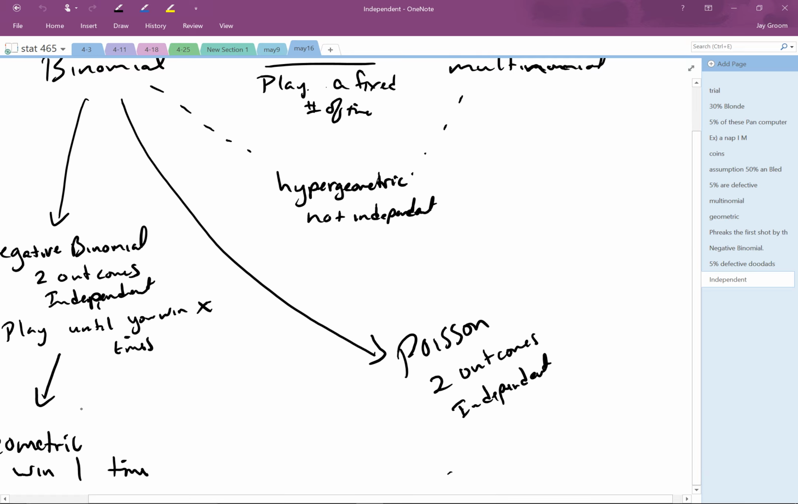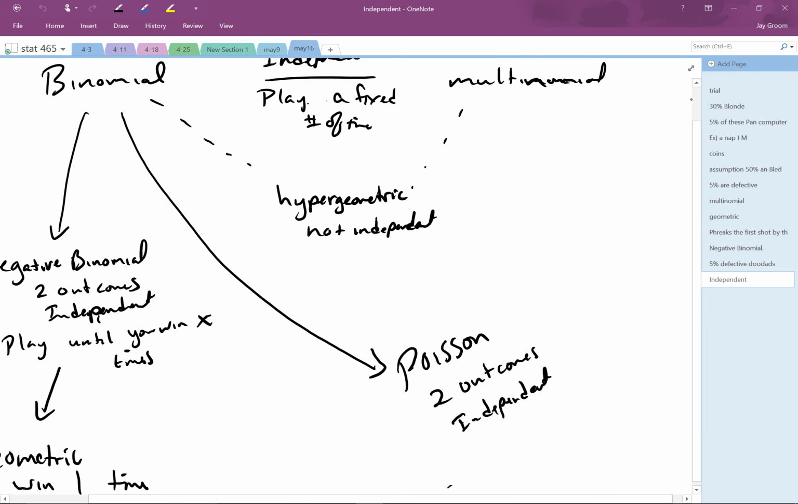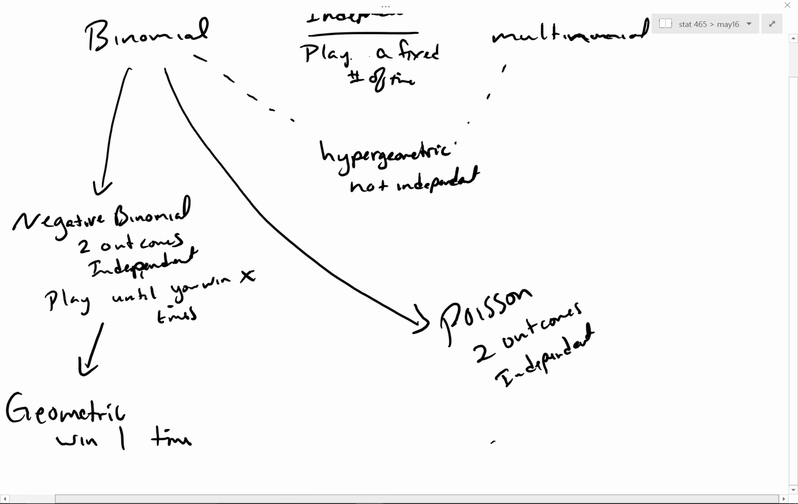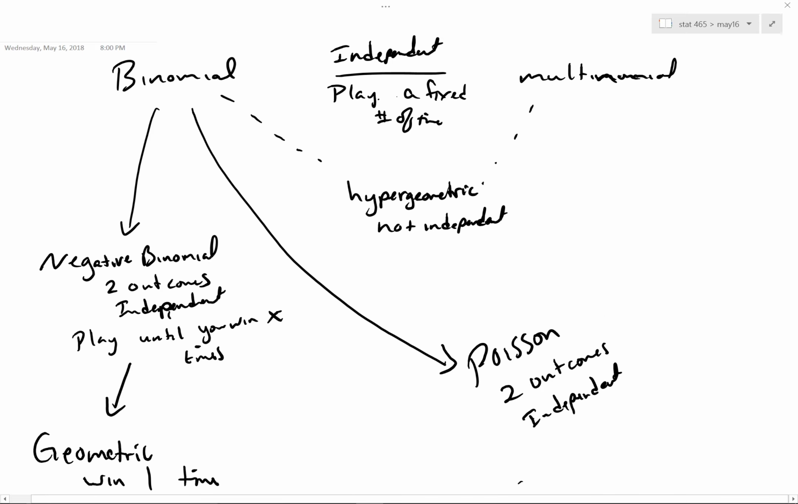So to take up where we left off last night, here's this beautiful little drawing that I had up for you last night. Again, binomial: two outcomes, you play a fixed number of times, independent trials, each probability remains constant every time. That's true for the multinomial as well, except this is three or more outcomes. This is two outcomes exactly.